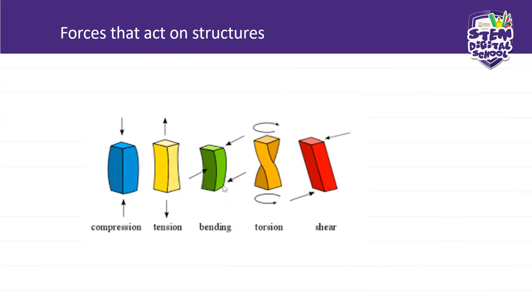Okay, but if you look at this, you saw that beam, it was bending. This is the same bending that you saw on the beam. And you have a twisting force, it's called torsion. Then you have another force that you can maybe compare to a force of rubbing, if there is friction. So you get this force, which is called shearing force. Those are forces that act on structures.